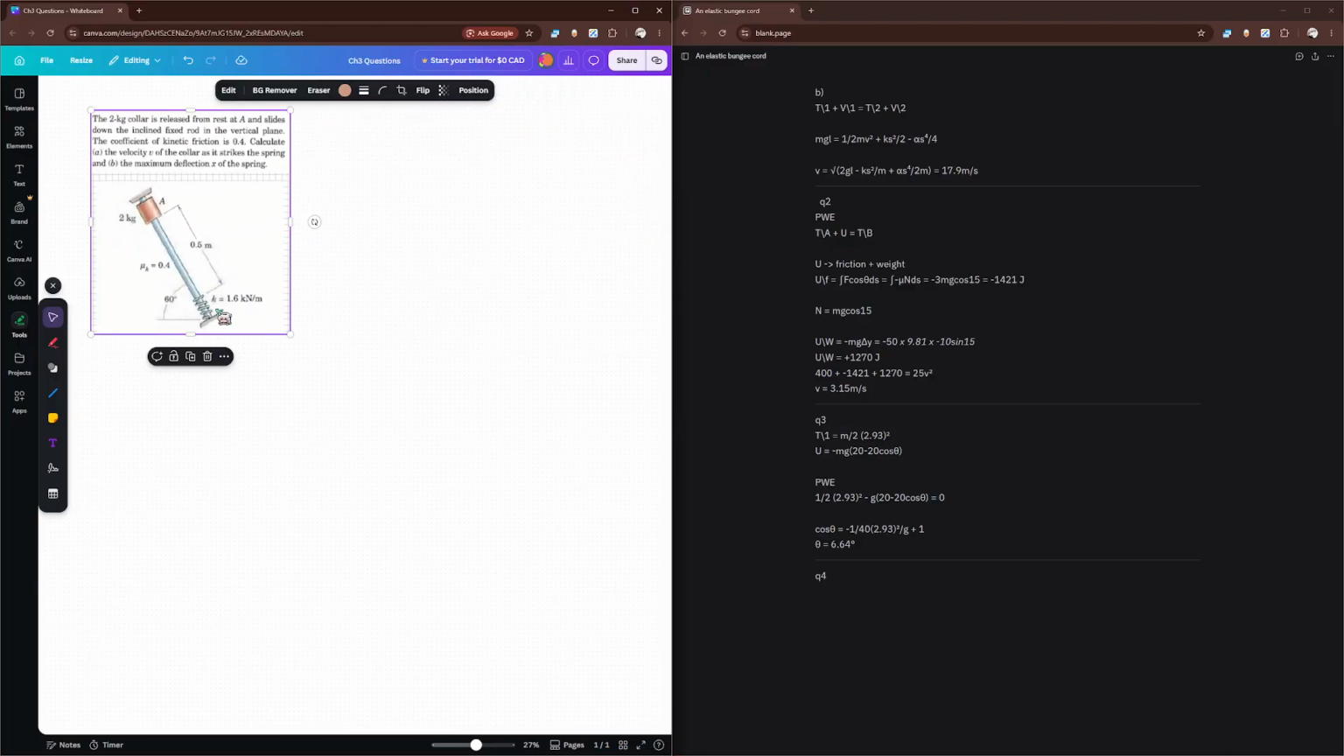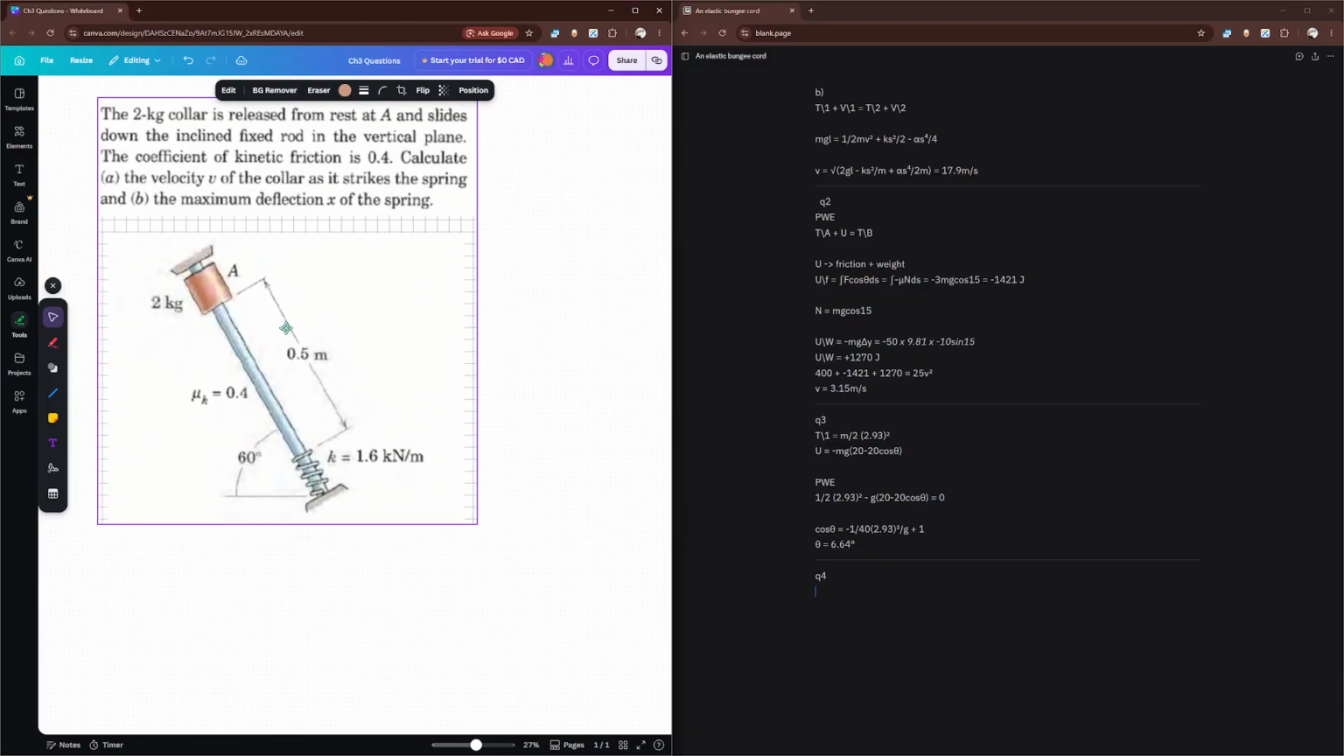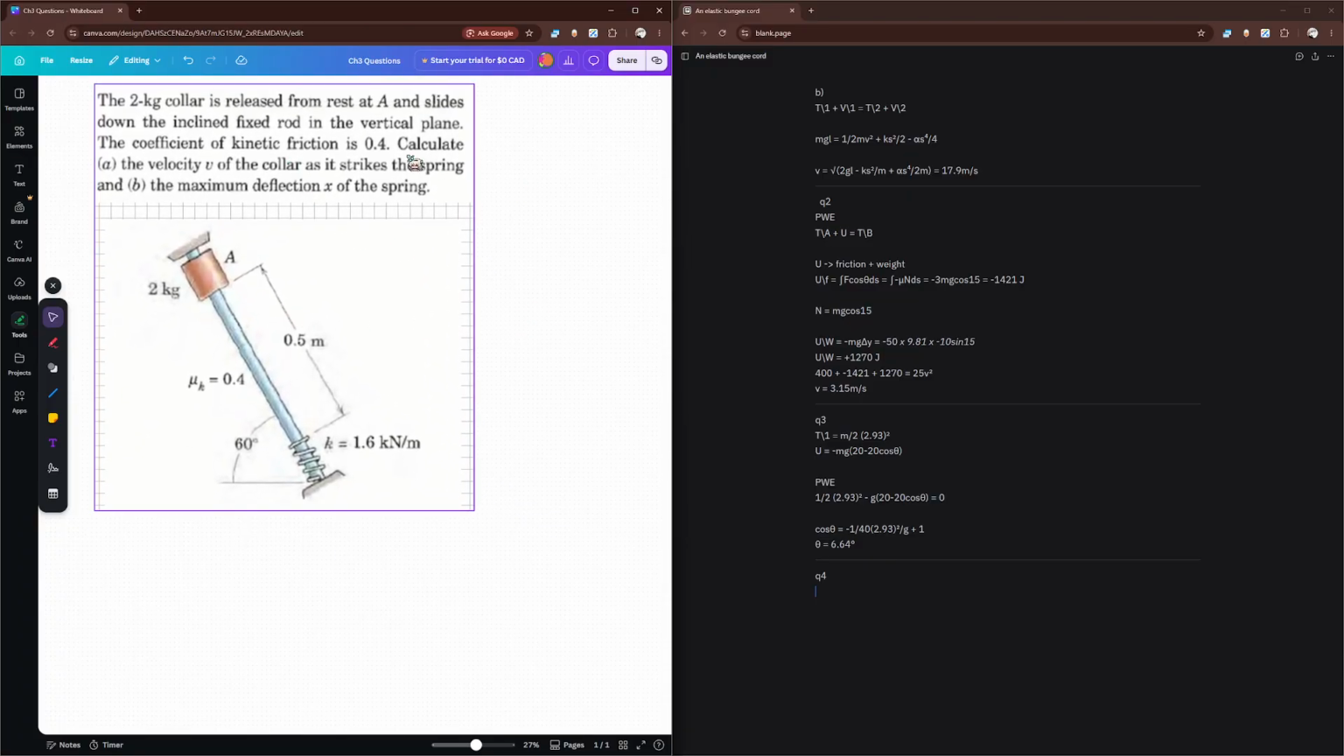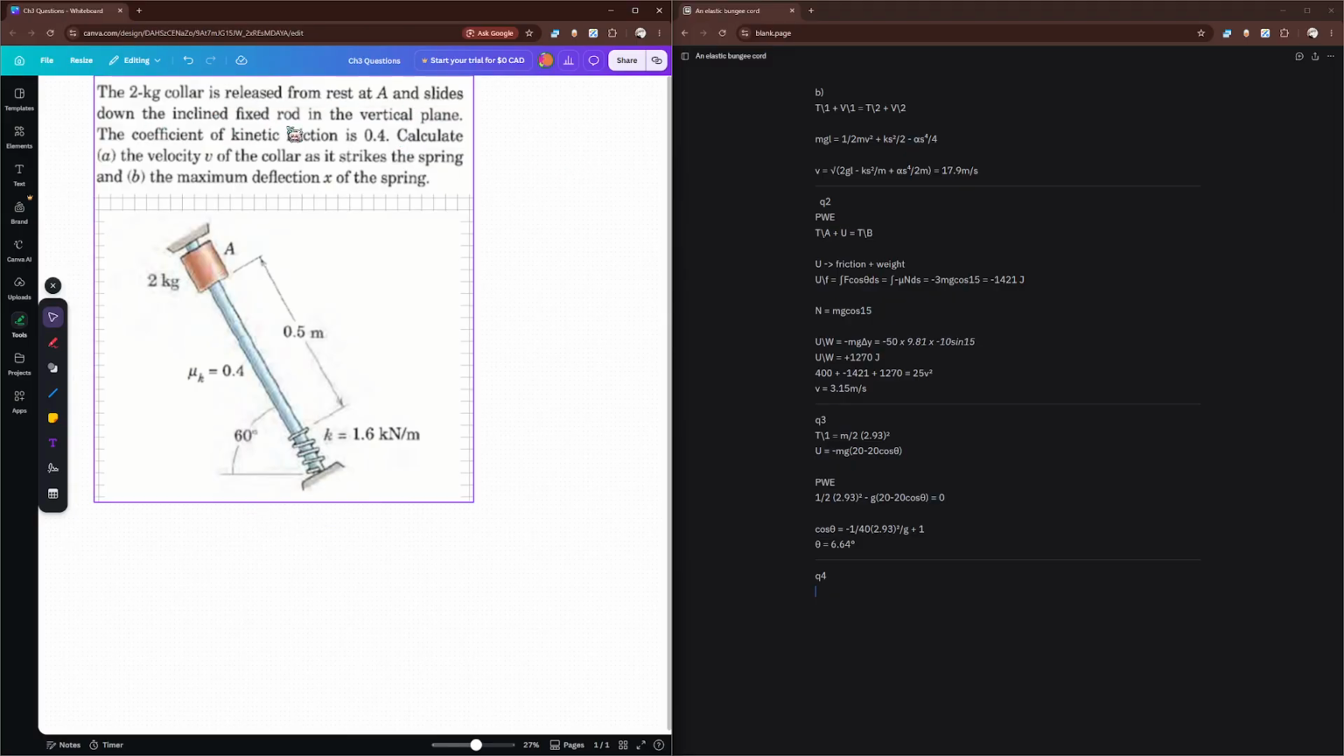Okay, so the 2 kilogram collar is released from rest at A and slides down the inclined fixed rod in the vertical plane. So this is our vertical plane. Coefficient of kinetic friction 0.4. Calculate velocity of the collar as it strikes the spring, so at this point, and the maximum deflection x of the spring. So that's from like half kx squared, or it's the work due to the spring, so whatever.